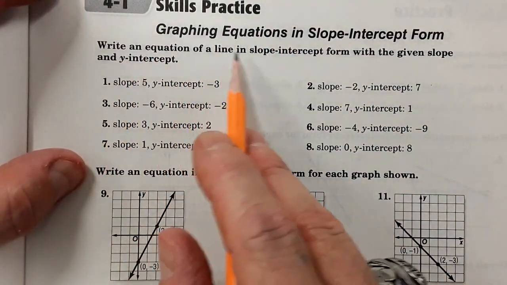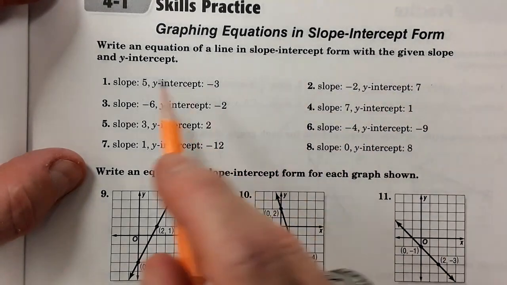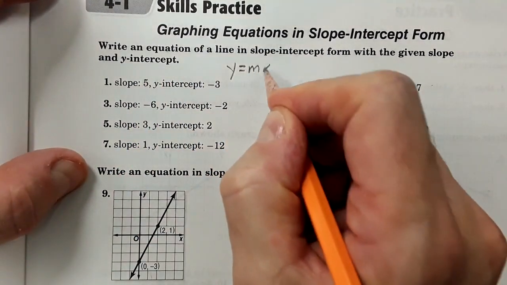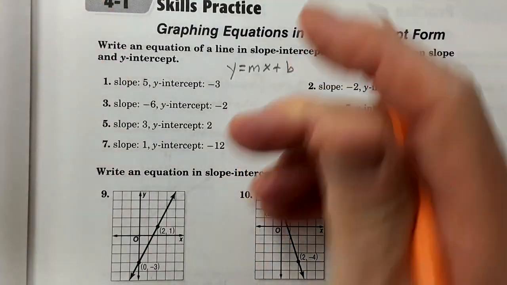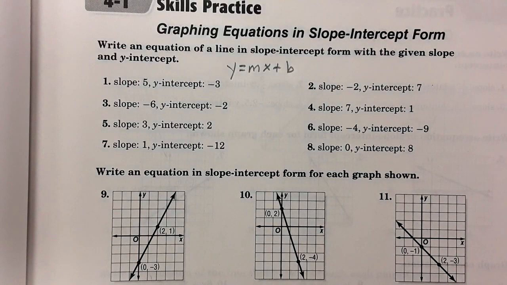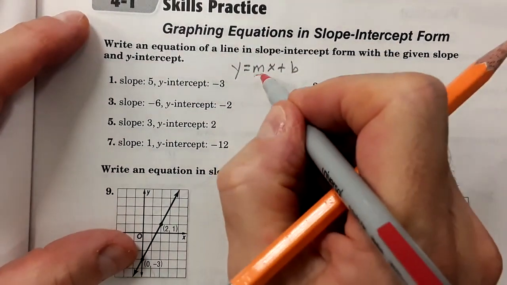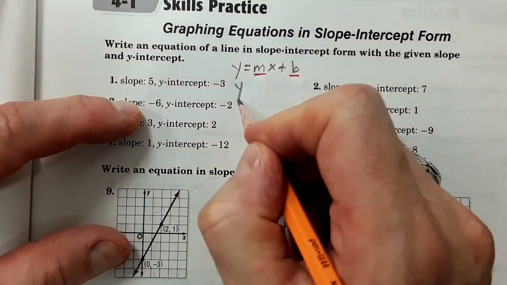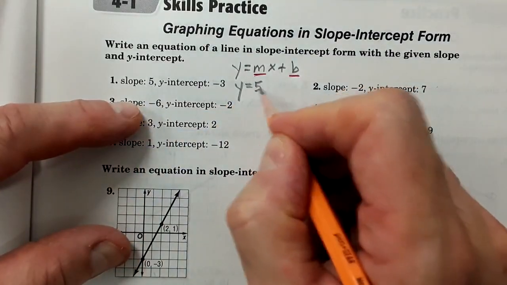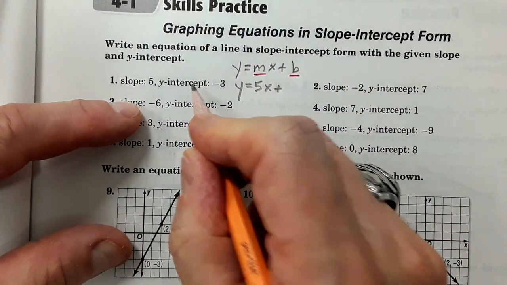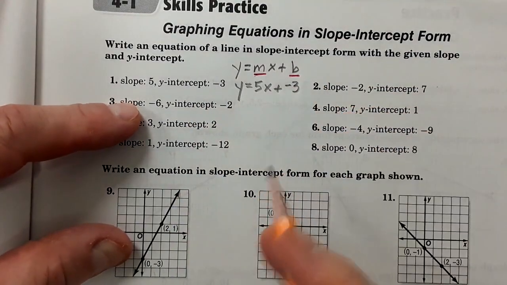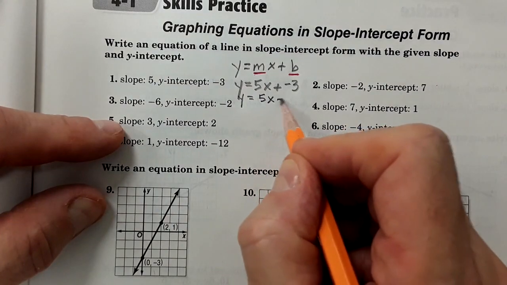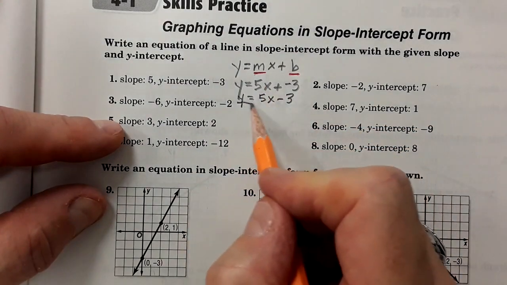So write an equation of a line in slope-intercept form with the given slope and y-intercept. So all you're doing is substituting in for m and b, your slope and your y-intercept. So we're changing the m, changing the b. This first one is y equals, the slope is 5, so it's 5x, plus the y-intercept is -3. You can rewrite this as y equals 5x minus 3, and you'll be done. That's question 1.